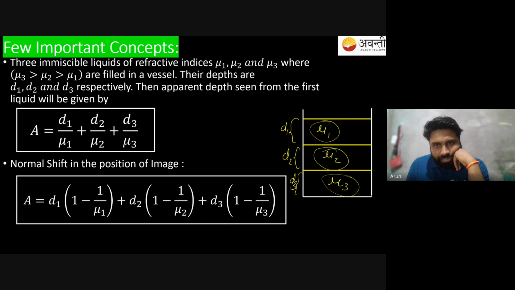Here we have 3. You can consider these liquids as glass slabs. So we have 3 glass slabs here. So for this the shift will be d1, the thickness of this glass slab, into 1 minus 1 upon mu1, plus for this it is d2 into 1 minus 1 upon mu2, plus for this it is d3 into 1 minus 1 upon mu3. Got it? So these two formulas are very important. Just try to learn this. These are directly applied to the questions.